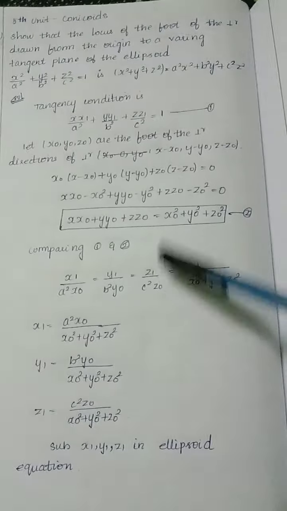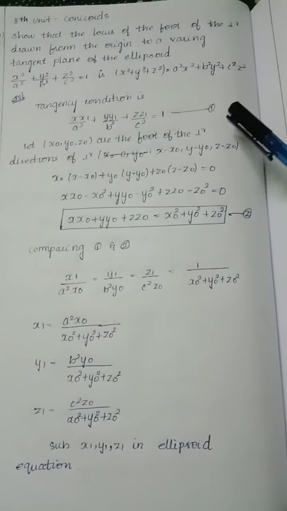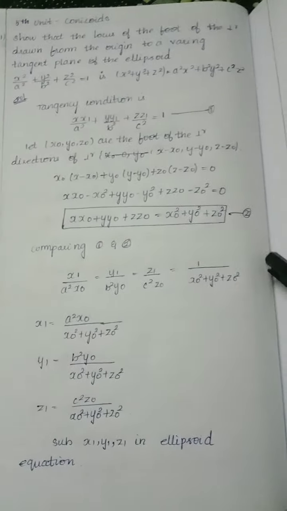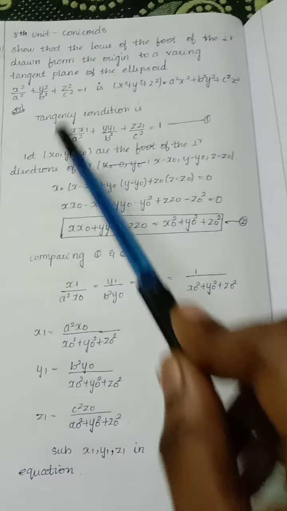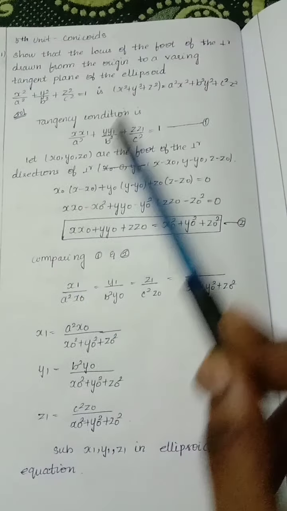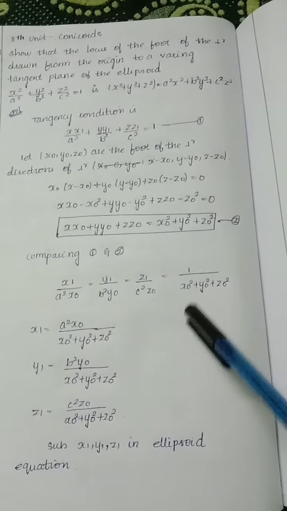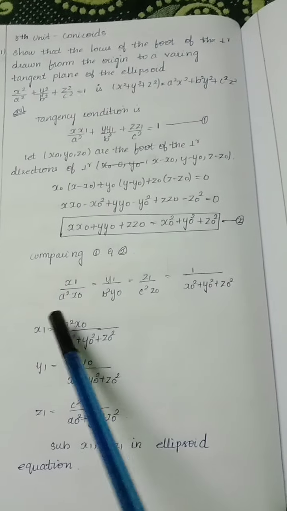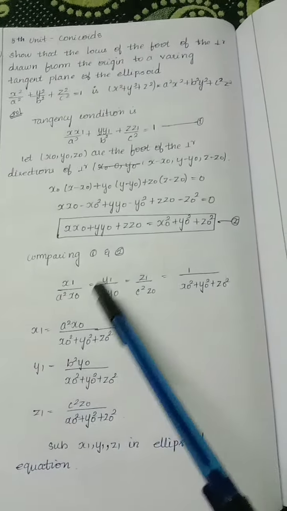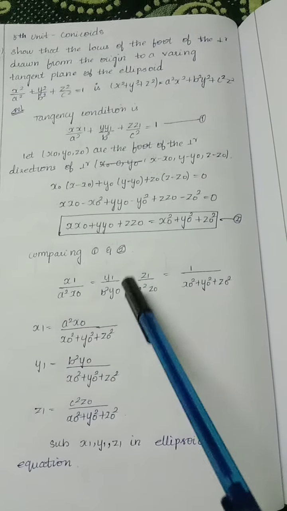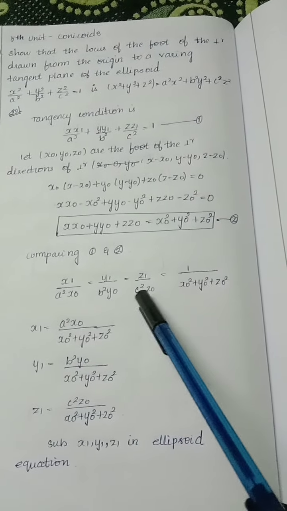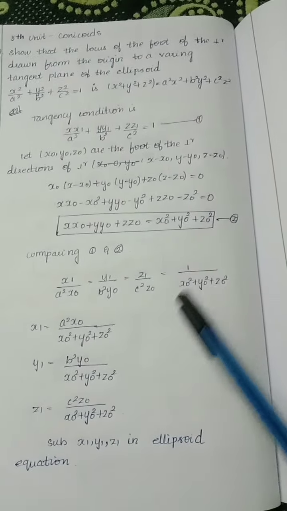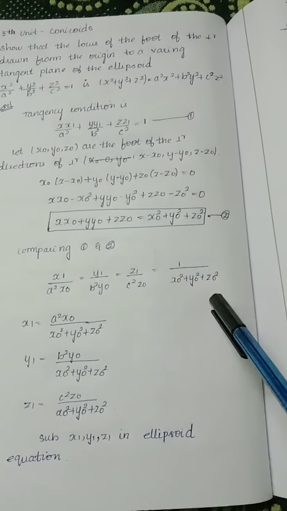Then comparing equations 1 and 2, we divide 1 by 2, because in both terms x has a common factor. So 1 divided by 2 means we get this term: x1 divided by a square x0 equal to y1 divided by b square y0 equal to z1 divided by c square z0 equal to 1 divided by x0 square plus y0 square plus z0 square.